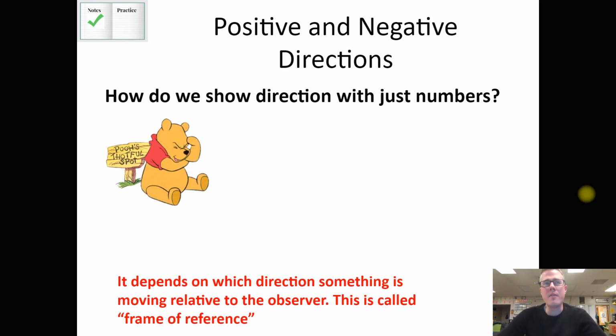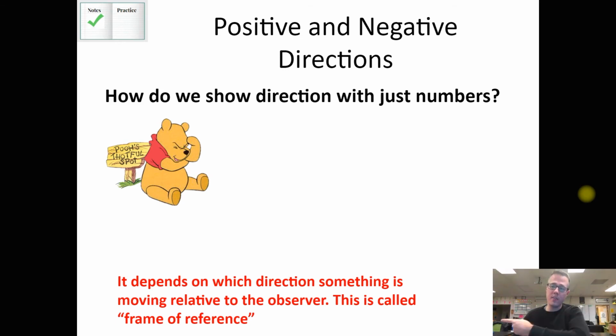So I want you to think about, like, if you're a physicist and you need to define everything in terms of motion, how do objects move? Your job is to define everything using just numbers. You can't use the words up or down or east or west or anything like that. So in order to solve that, what physicists do is they use positive and negative numbers. And it depends on the direction.